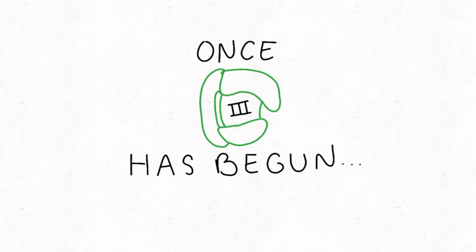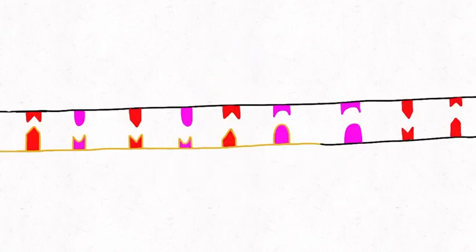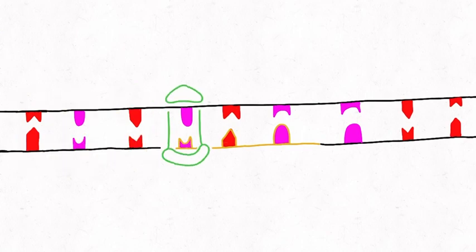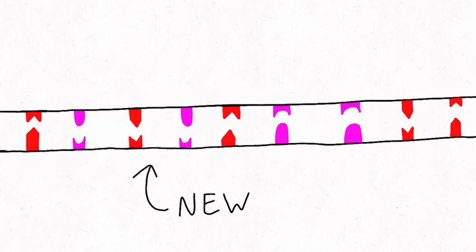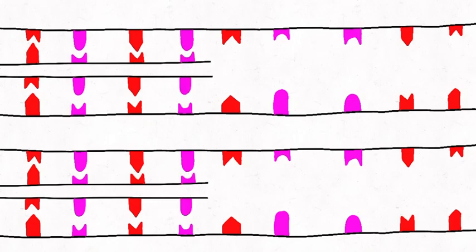Once DNA polymerase 3 has begun synthesizing the new DNA strand, DNA polymerase 1 is introduced and replaces the RNA primer with DNA. This effectively creates one new continuous strand of DNA, which when paired with the old strand, creates a completely duplicated piece of DNA.